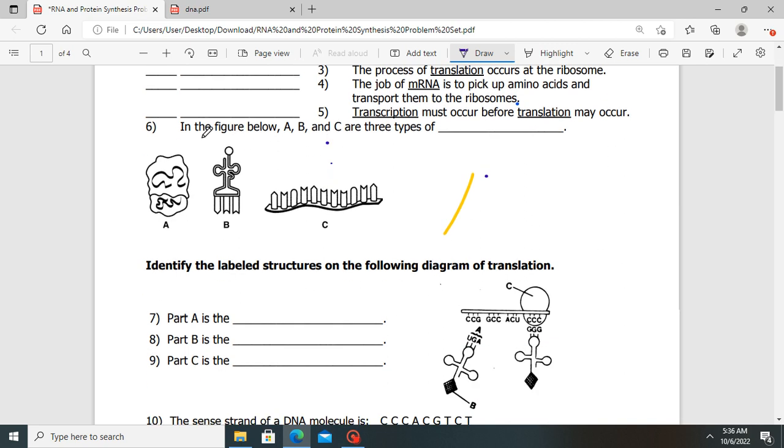Question 6. In the figure below, A, B, and C are the 3 types of. So these are the structures. We have A, we have B, we have C. So what are these? Well, A is a ribosomal RNA, B is a transfer RNA, and C is messenger RNA. So these are the 3 types of RNA found in a living system. So question 6, the answer is RNA.